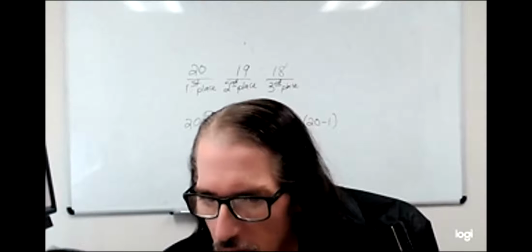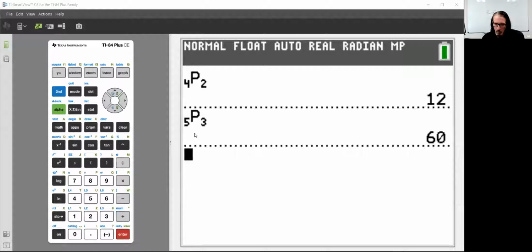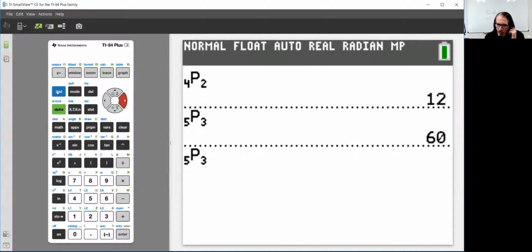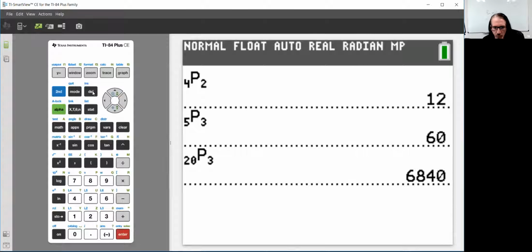Here we go. So 20p3. If I can get it to wake back up. There we go. All right, I've already got something arranged 3. So if I insert there 20, I have to delete that 5. 6,840 as predicted by hand. So what next?